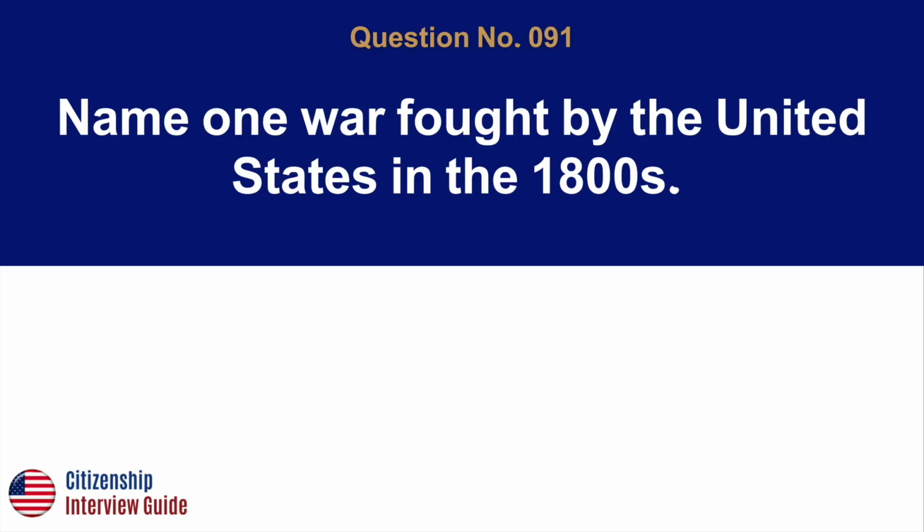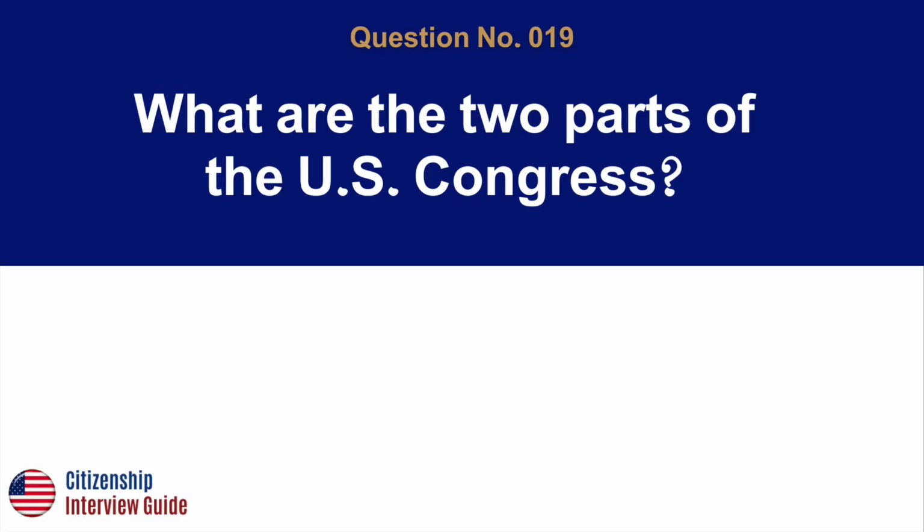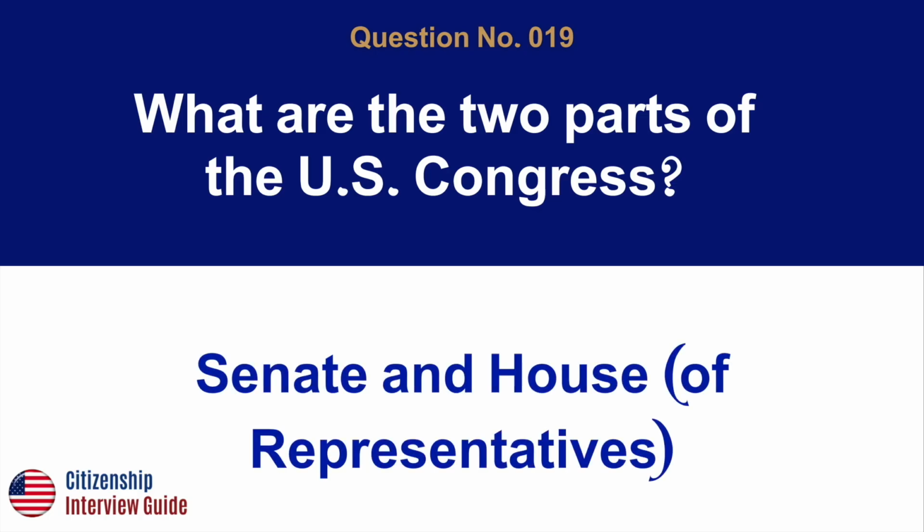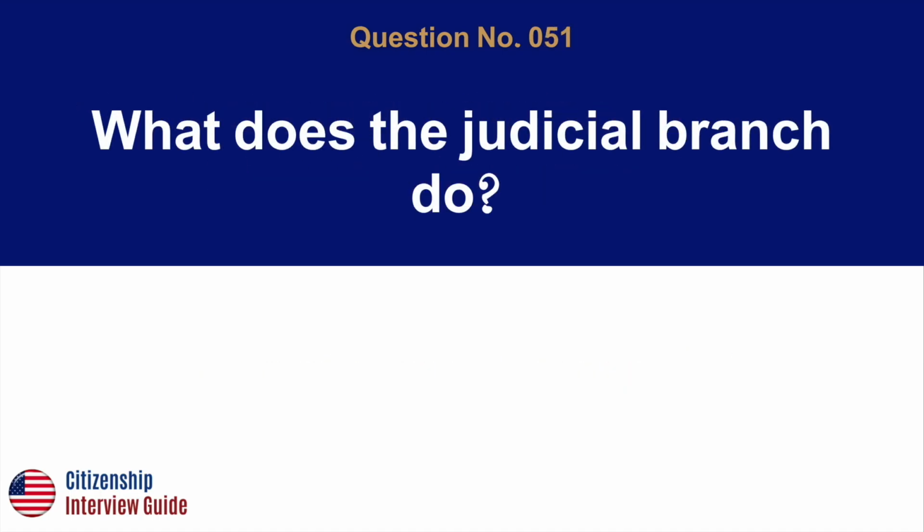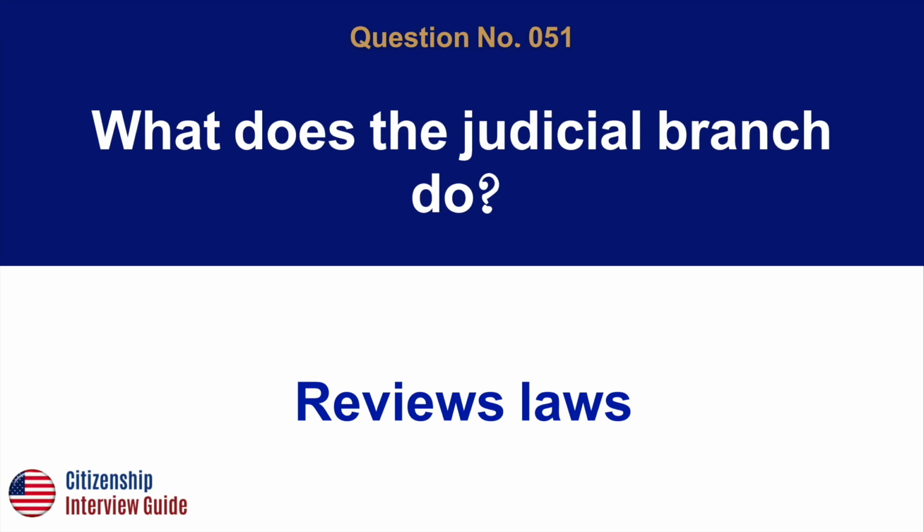Name one war fought by the United States in the 1800s. Civil War. What are the two parts of the U.S. Congress? Senate and House of Representatives. What does the judicial branch do? Reviews laws.